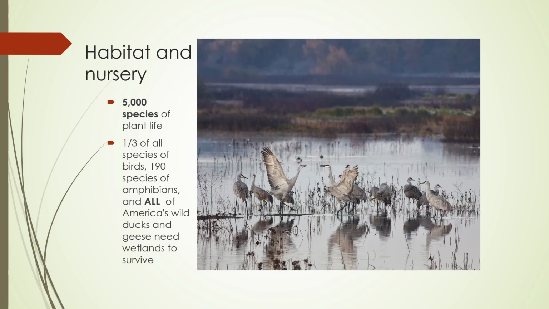They also provide habitat and nursery. 5,000 species of plant life exist in these ecosystems. A third of all species of birds, 190 species of amphibians, and all of America's wild ducks and geese need wetlands to survive.